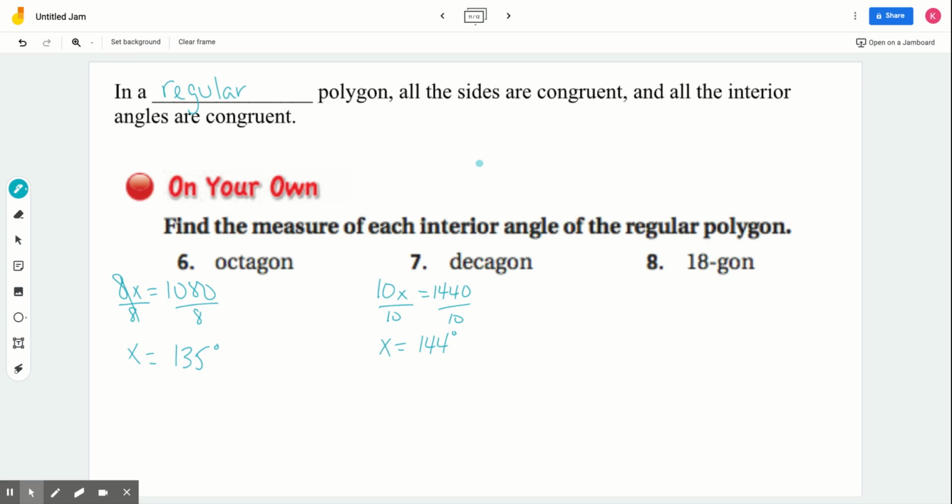We haven't calculated this one before, so let's go ahead and calculate this now. Go ahead and try this one on your own and come back when you're ready to check your answer. So you can see here that we take 18 take away 2 to get 16, and 16 times 180 is 2,880. We're then going to set 18 angles equal to 2,880 and divide by the number of angles on both sides to solve. 2,880 divided by 18 is equal to 160 degrees. So each of those interior angles measures 160.